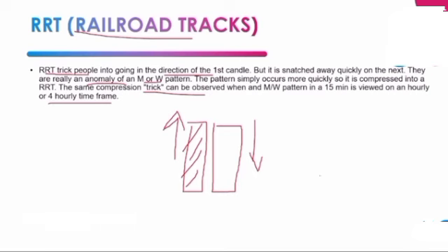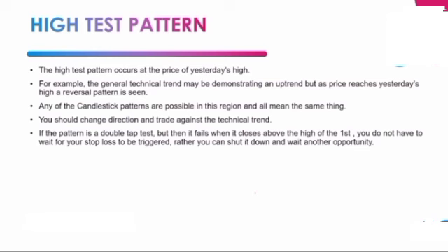What we mean is, on the M15 time frame, we may see an M, but on the H1, or on the H4 time frame, it will be a railroad track. So it's also a candlestick reversal pattern that these guys use.